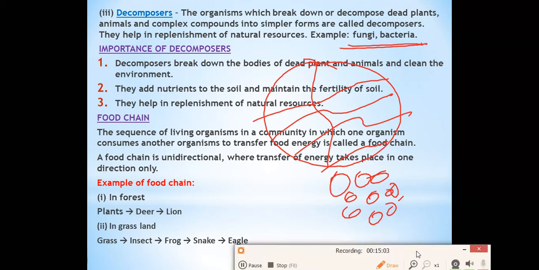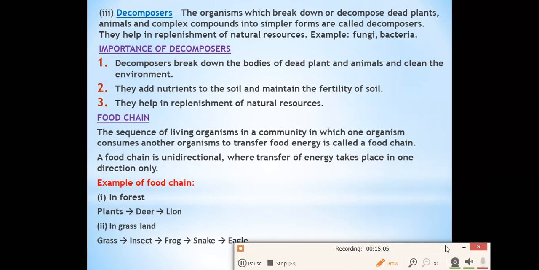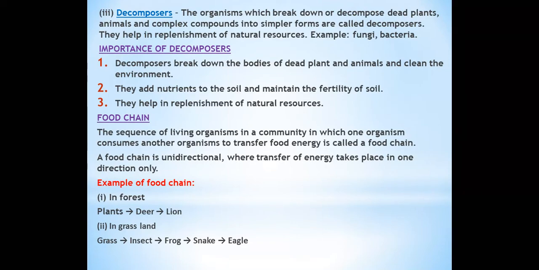Now, what is the importance of decomposers? Decomposers play a very important role in our environment. The first importance of decomposers is that they break down the bodies of dead plants and animals and clean the environment. Suppose in your house many plants are there and a plant dies. If the plant keeps on accumulating in your garden, what will happen? The environment will become polluted.